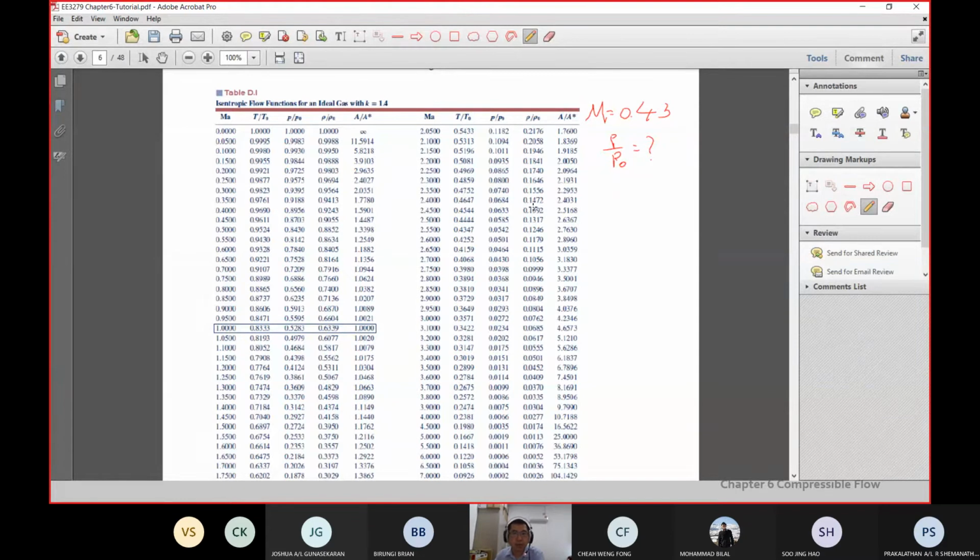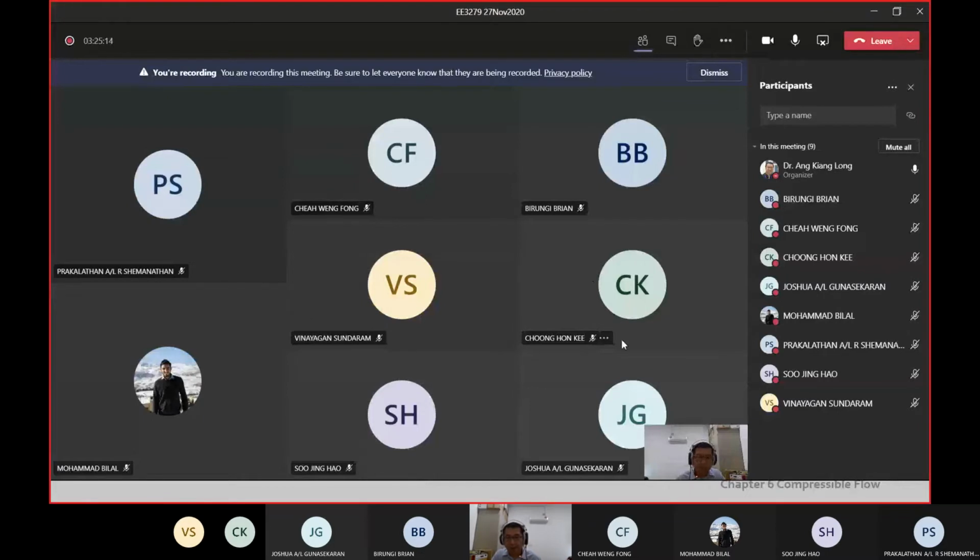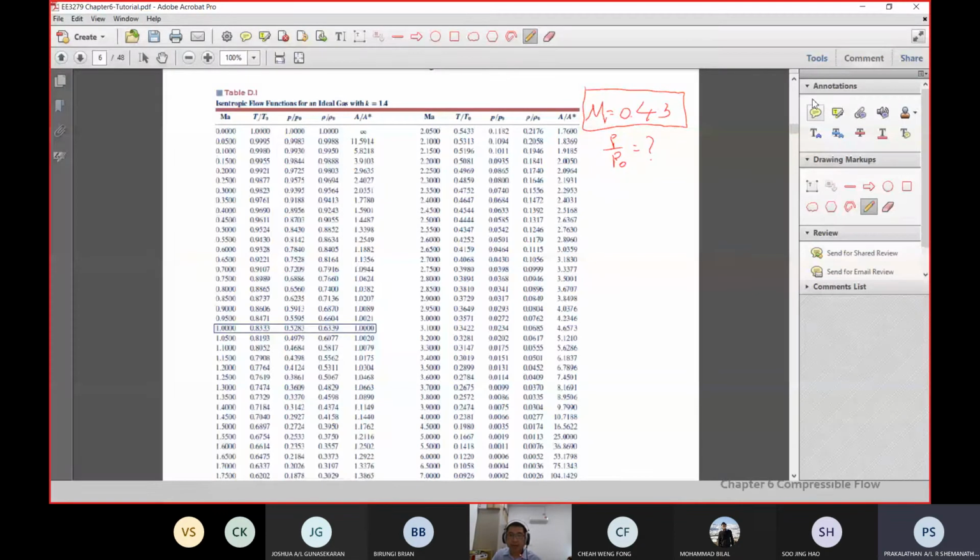This is a very quick question. I'm showing you table D1. I want you to tell me the pressure ratio at Mach number 0.43. Let me pick one of you. Praka, are you there? Yes, sir. Okay, now looking at the screen, you can give me instruction. How do you find the value of the stagnation pressure ratio on table D1? If your Mach number is 0.43, what is your first step?